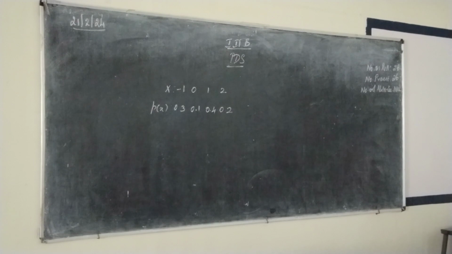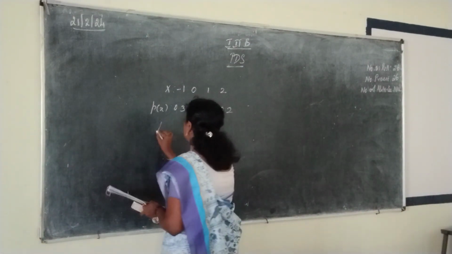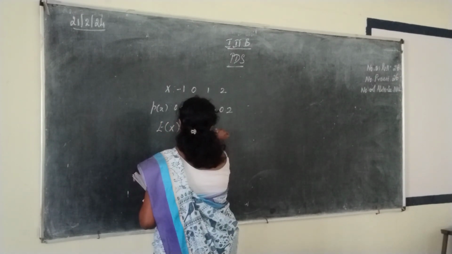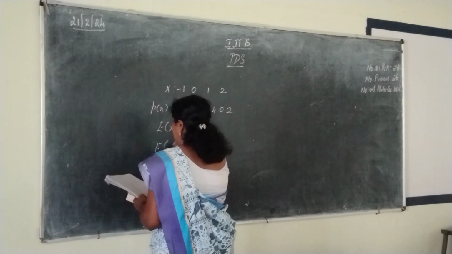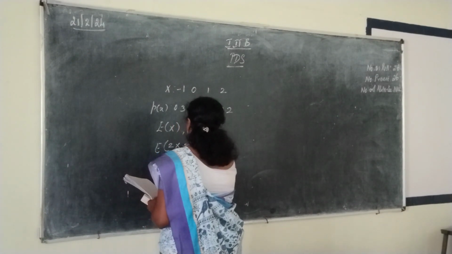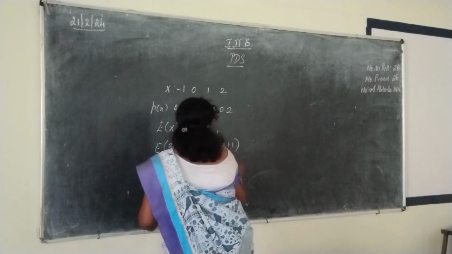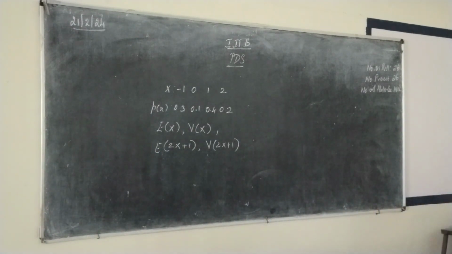X takes the values -1, 0, 1, 2. P of x takes the values 0.3, 0.1, 0.4, 0.2. Find the expectation of x, variance of x, expectation of 2x plus 1, variance of 2x plus 1. This need not be inconclusive. Just very simple concept.